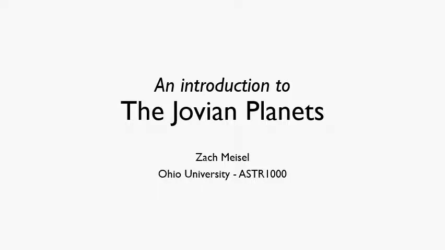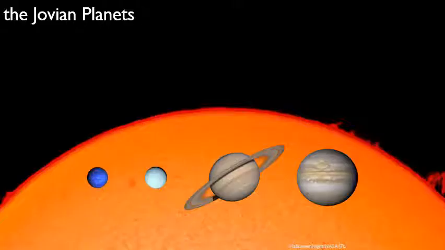Here is an introduction to the Jovian planets to accompany Chapter 7 of the textbook Astronomy from OpenStax. The Jovian planets are the gaseous and icy giant planets in the outer solar system that we talked about in the introduction to the solar system lecture. This lecture is going to be a whirlwind tour of properties of the Jovian planets.